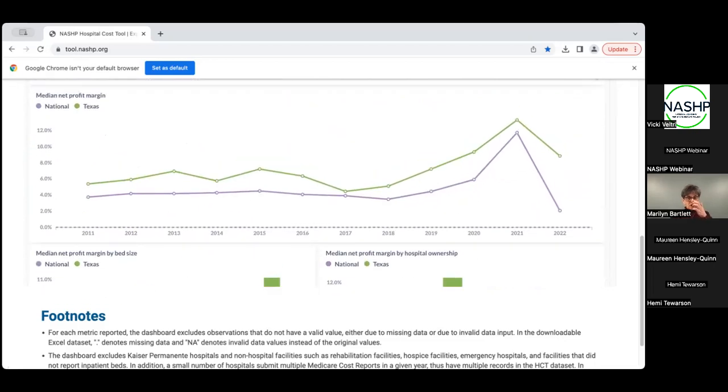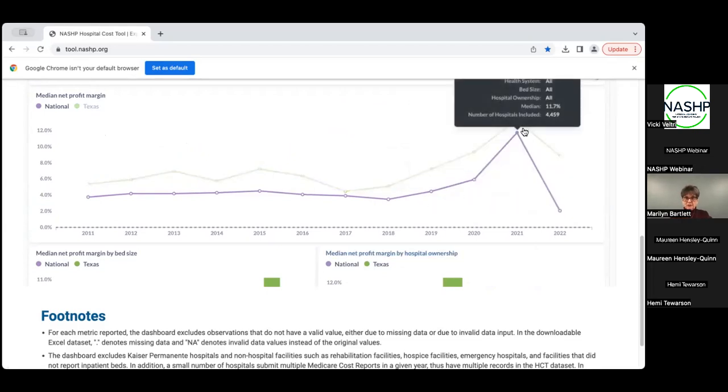Now, net profit margin is the whole picture. This is what the hospital reports is their net profit, all expenses involved. We saw this continually going up with our last version, and this was a lot of the COVID funding came in.